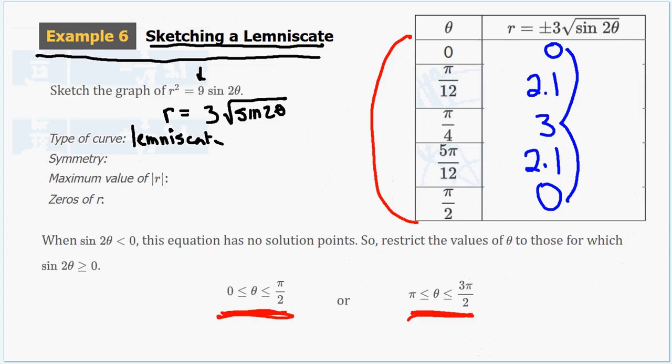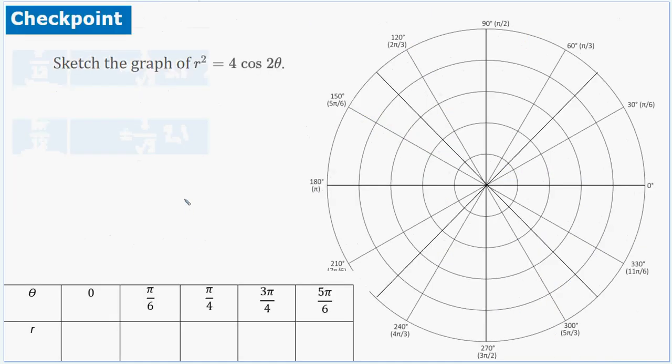Okay. So there's our example. And now we're going to try this single checkpoint. It's r squared equals 4 cos 2 theta. This will also be a lemniscate. And if we take the square root, we're going to have r is the square root of 4, which is 2, and then we're going to have a root of cos 2 theta. So we've got to figure out some stuff with this. Let's look at the symmetry and where this cos of 2 theta is positive. So let's do the symmetry first.